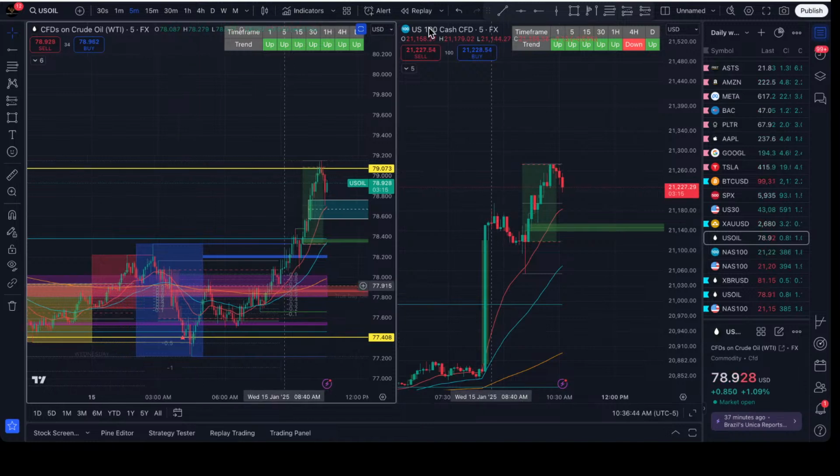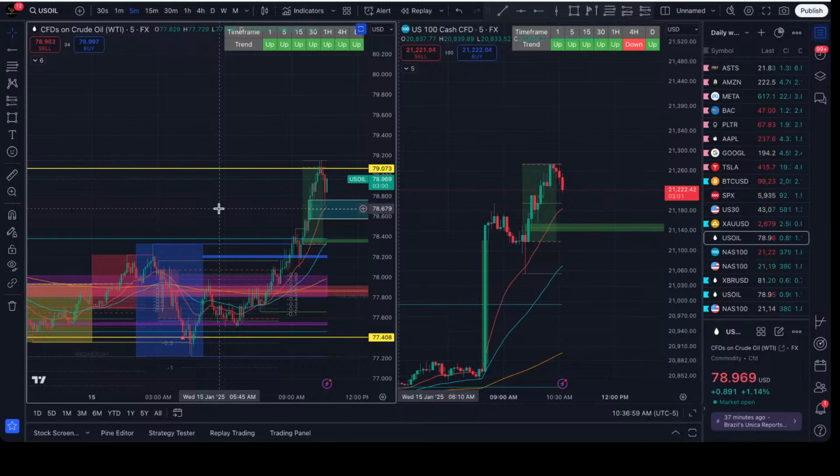So we're green across the board here. We're looking at US oil on the left. Because of CPI news, we're only concentrating on US oil and or off pairs for Forex. We're not looking at any US related assets. We do have NAS up here, but we're just looking at this.